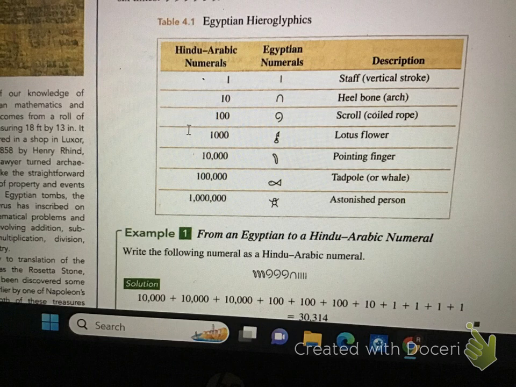The Hindu Arabic numeral 1 matches up with the Egyptian numeral, which also looks the same, but it's called a staff. The Hindu Arabic number 10 matches up with the Egyptian numeral, which looks kind of like an intersection symbol, but it's called the heel bone. And you could see that as the back of someone's heel. So these are our symbols. We have the staff, the heel bone, the scroll, the lotus flower, which is sort of difficult to draw, the pointing finger, the tadpole or the whale, and the astonished person. You don't have to memorize these. I will give you the chart on the quiz. We just need to learn how to use them.